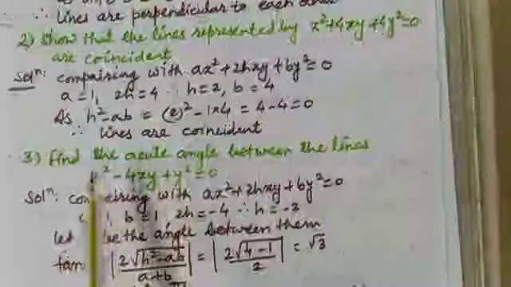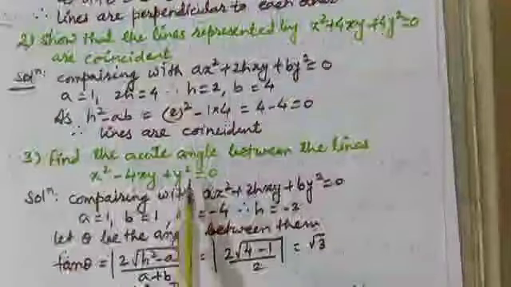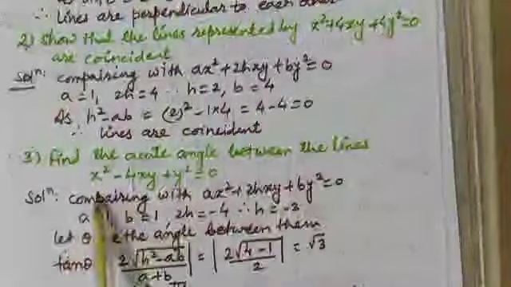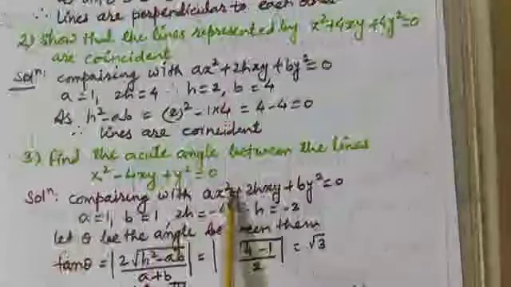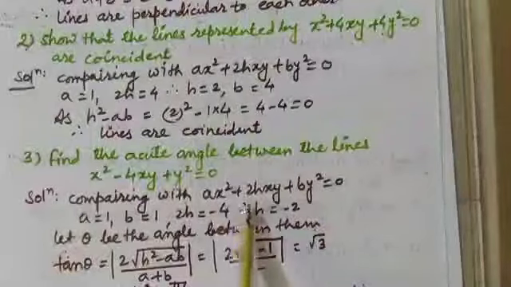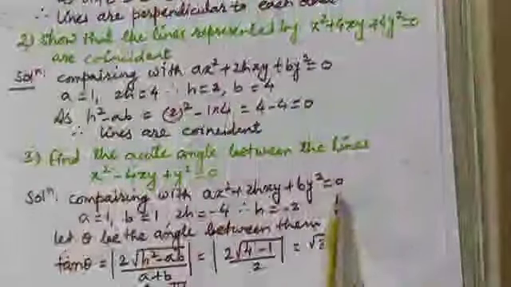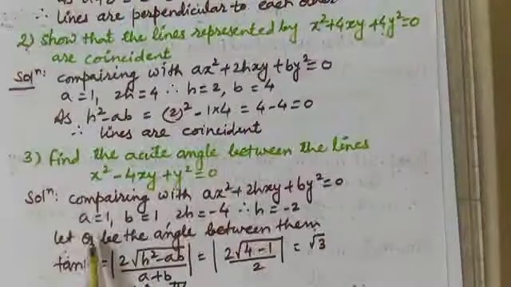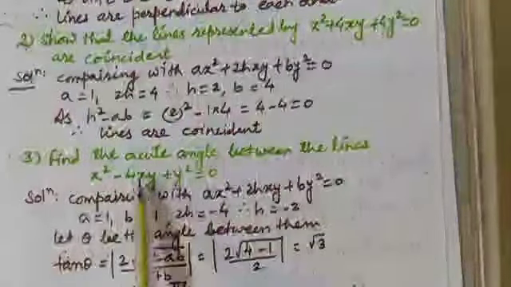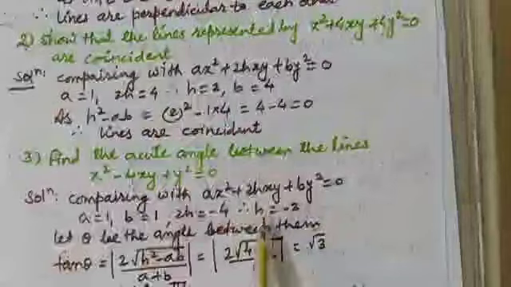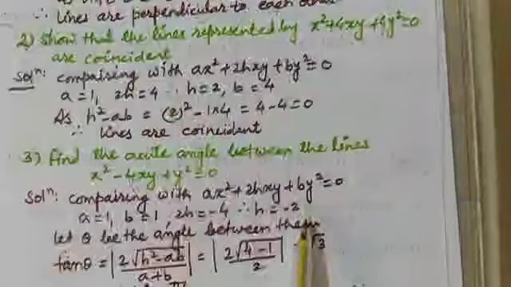See the problem. Find the acute angle between the lines x square minus 4xy plus y square is equal to 0. The problem is very simple. As usual, you compare this equation with ax square plus 2hxy plus by square is equal to 0. This gives you a is equal to 1, b is equal to 1, twice of h is equal to minus 4, which gives h is equal to minus 2.